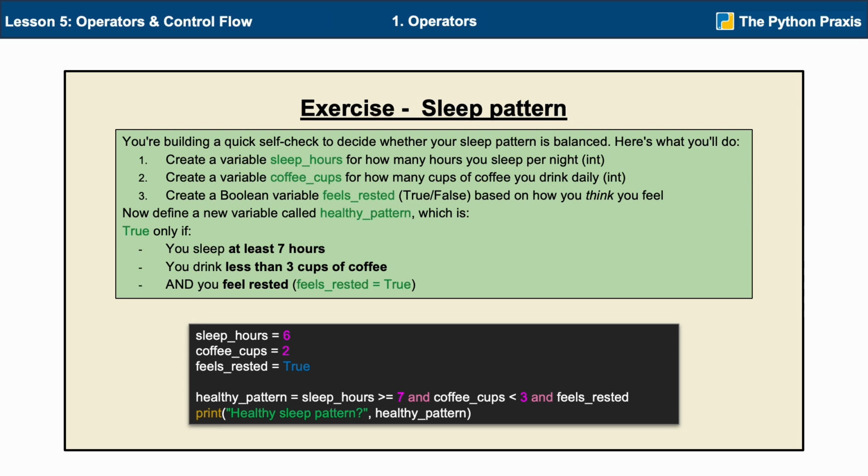Meaning, sleep hours greater than or equal to 7 is true, coffee cups less than 3 is also true, and feels rested is true. In our case, the healthy pattern is false, because the sleep hours is 6, which is less than 7, so the first comparison is false. This is a great way to see how comparisons and logical operators work together in real life.